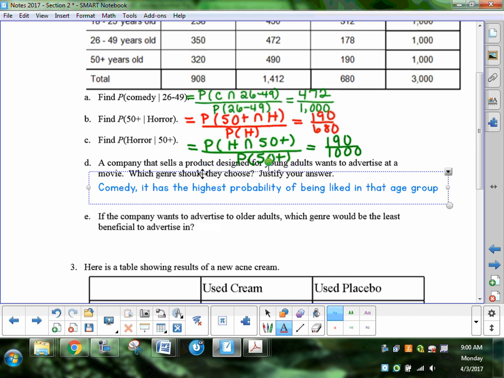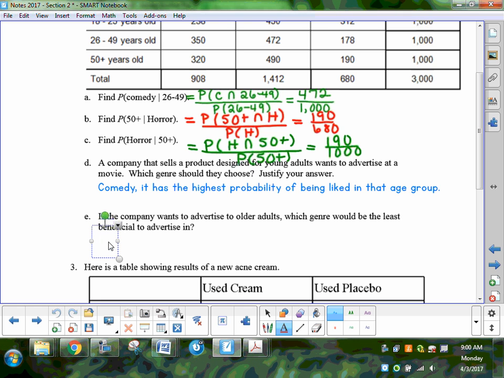age group. Now, a company wants to advertise to older adults. Which genre would be the least beneficial to advertise in? So I'm trying to advertise to older people. Which one would be the least beneficial for me? McKenna? Why?